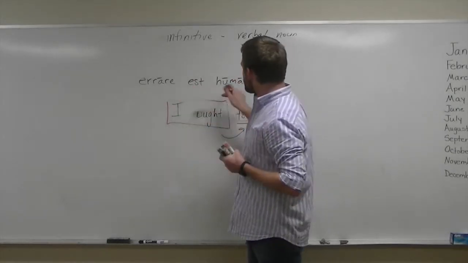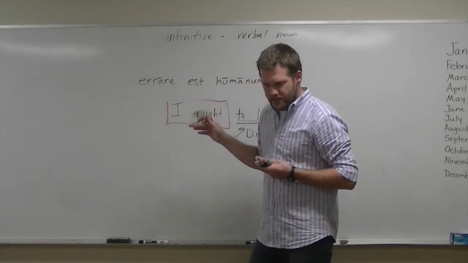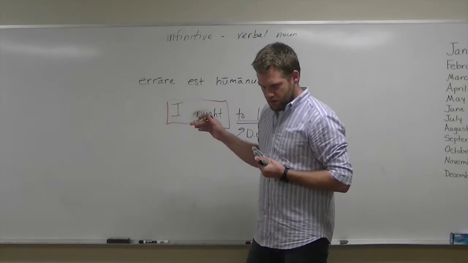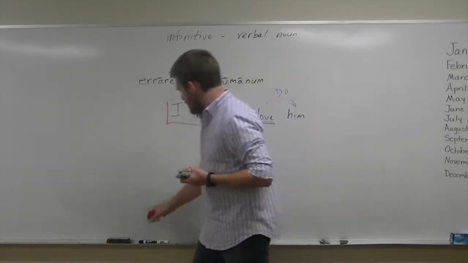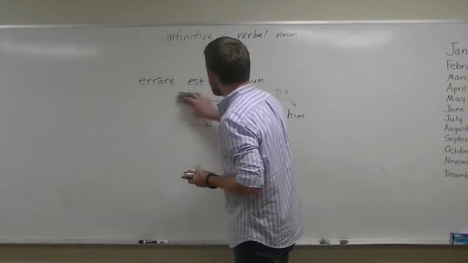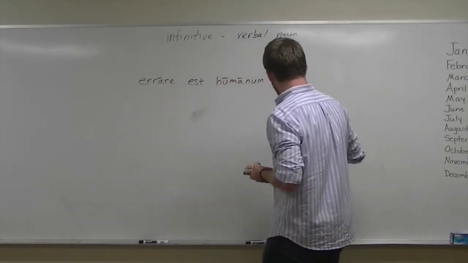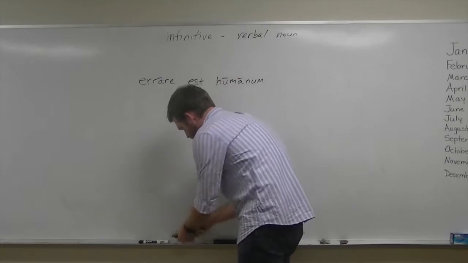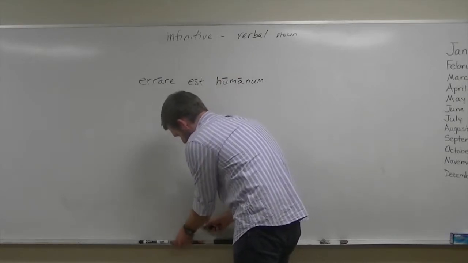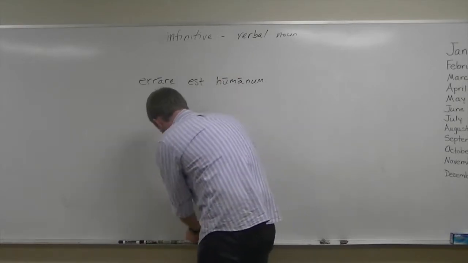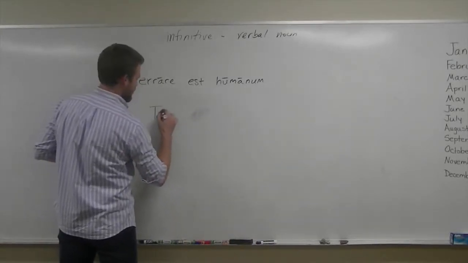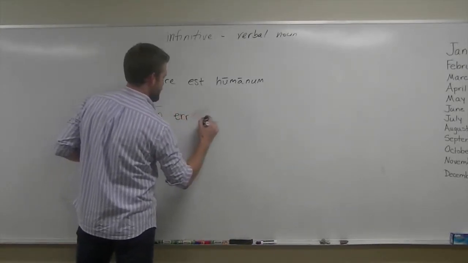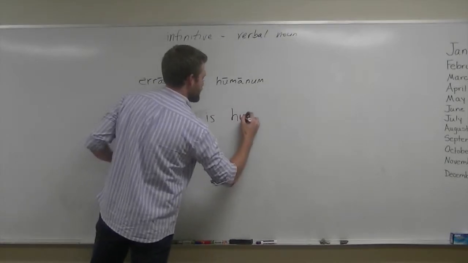So, errare est humanum. What's our translation of that? To err is human. Okay, good. To err is human. So let me just write that up here, because our English is actually going to be just as good as our Latin here.